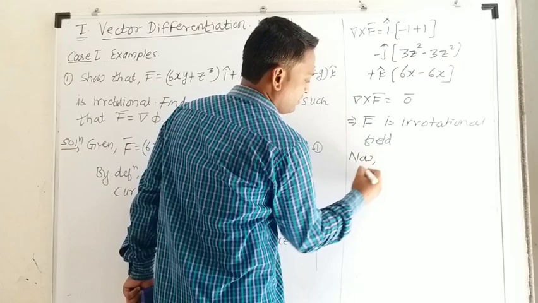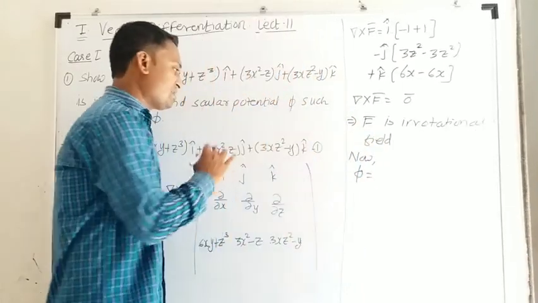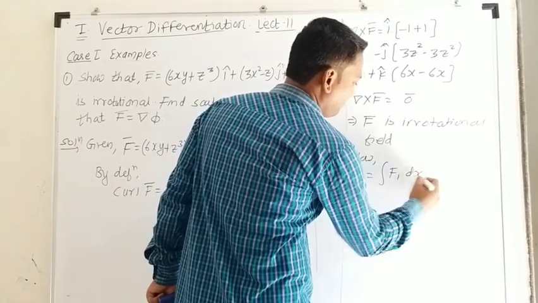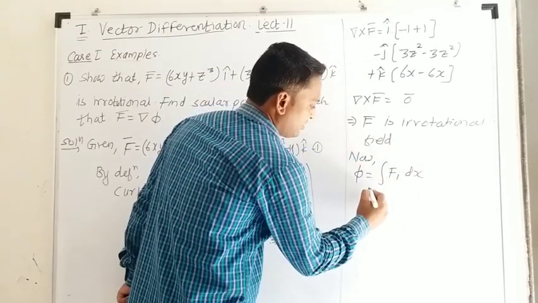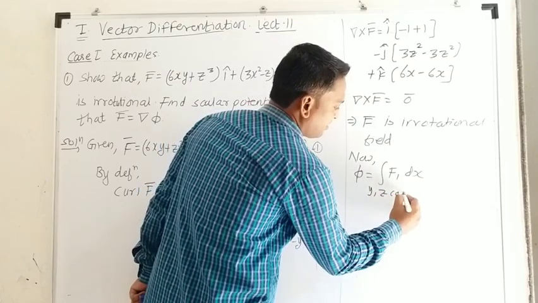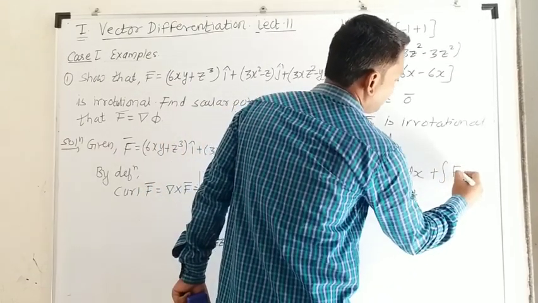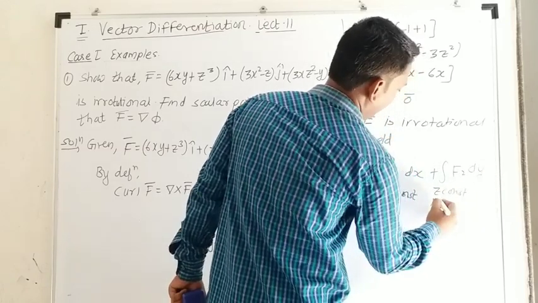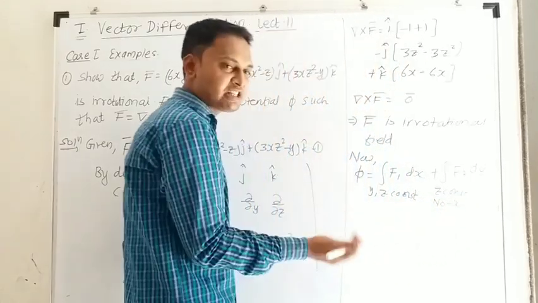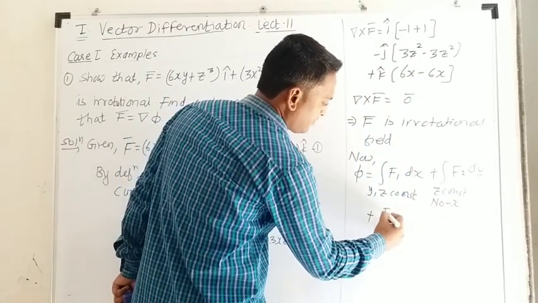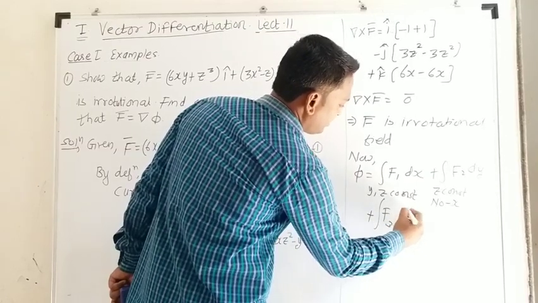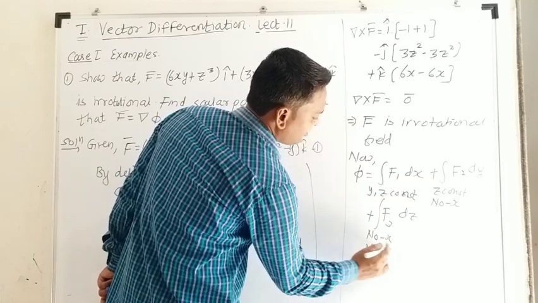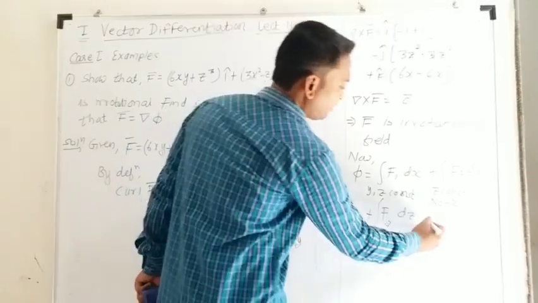Now, whenever f bar is in terms of x, y, z, we have this formula for calculating phi. Phi is, you write that formula one more time: integration of f1 dx, with y, z constant; second term, integration of f2 dy, with z constant and terms free of x, no x means terms free of x; third, integration of f3 dz, with no x, no y, that is terms free of x and y. You can write it as plus constant.